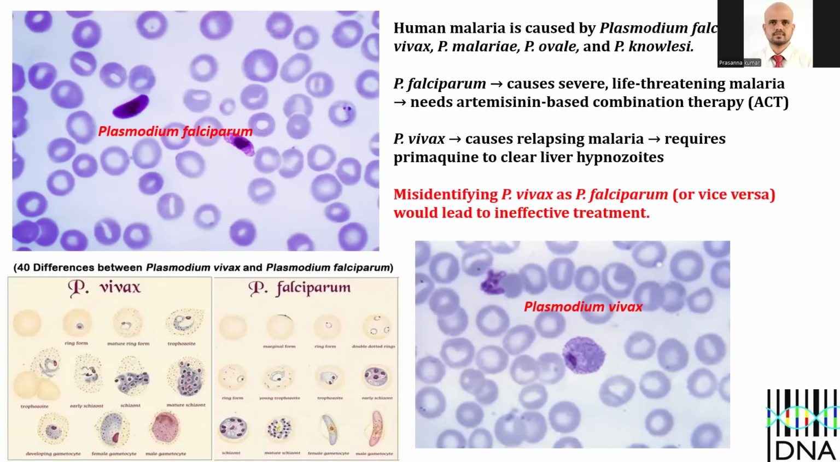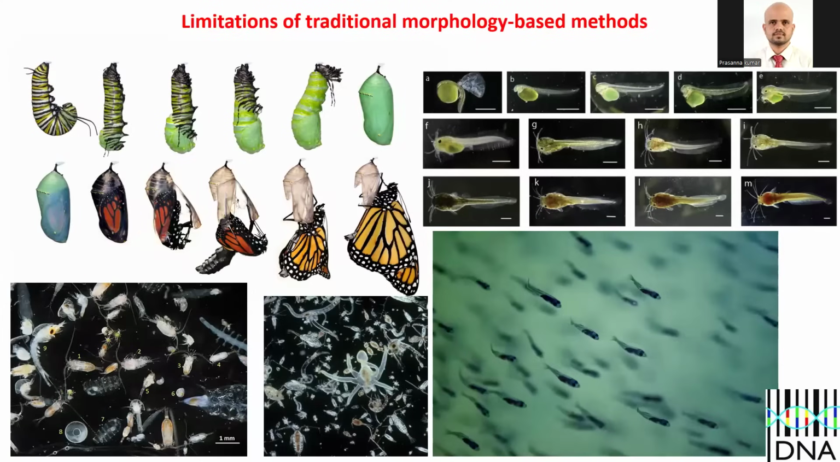Misidentifying Plasmodium vivax as Plasmodium falciparum, or vice versa, could lead to ineffective treatment. You may end up losing life. So diagnosing the species is very important in various aspects of research, even in biodiversity research.